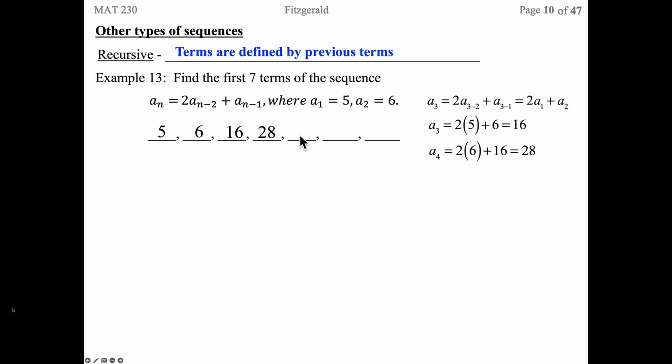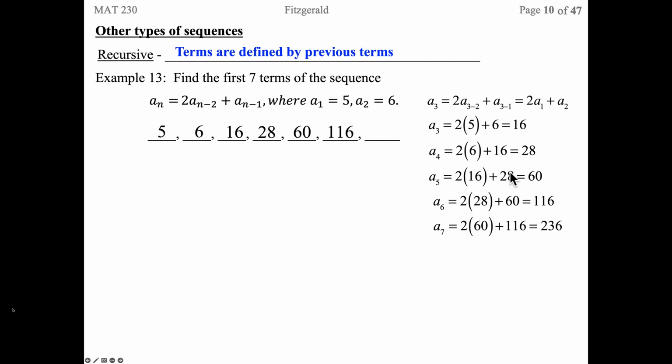To find this blank, jump back 2 terms to 16, multiply by 2, add the 28. That's 60. To find the next term, jump back to 28, multiply it by 2, add the 60. That's 116. To find our last blank, go back 2 terms to 60, multiply it by 2, add 116, is 236.